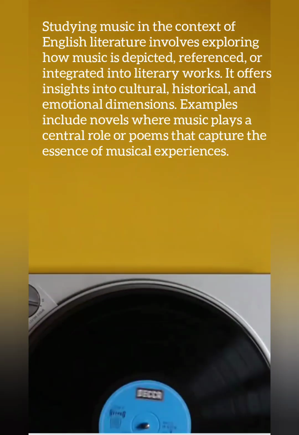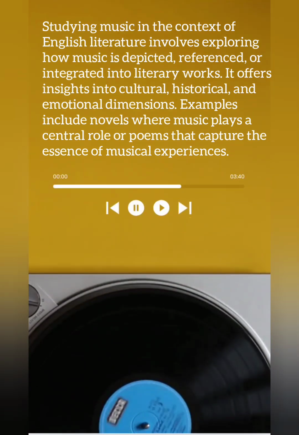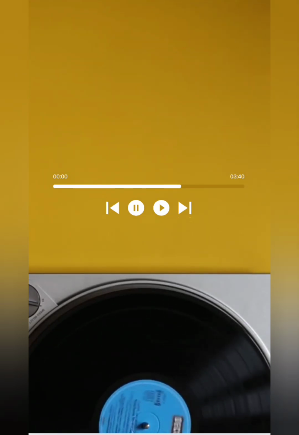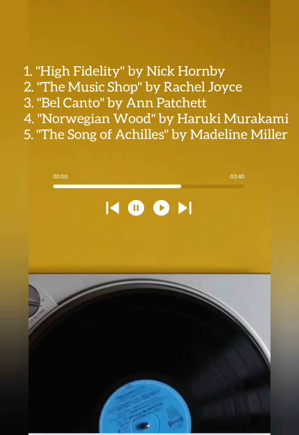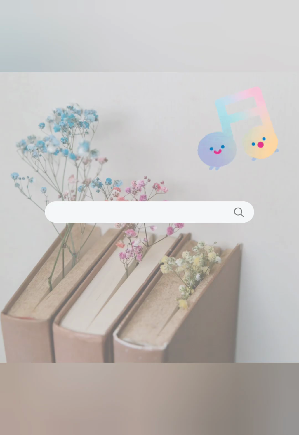Examples include novels where music plays a central role, or poems that capture the essence of musical experiences. So these are some of the novels where music is a central theme. The key terms in music studies in English literature.